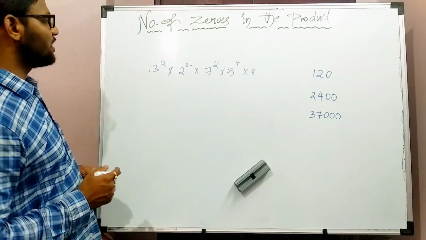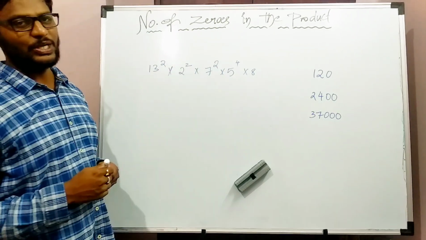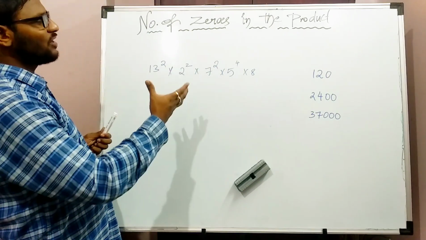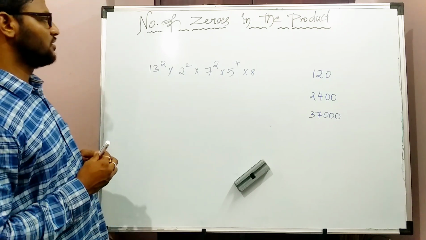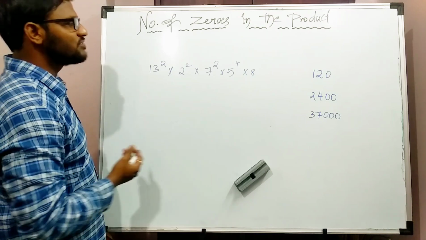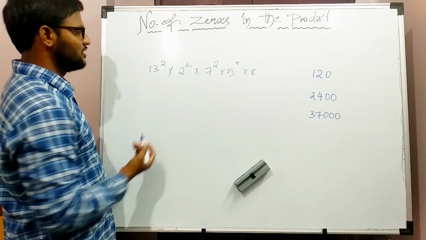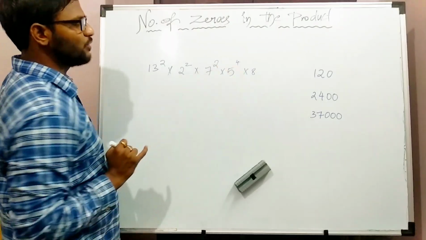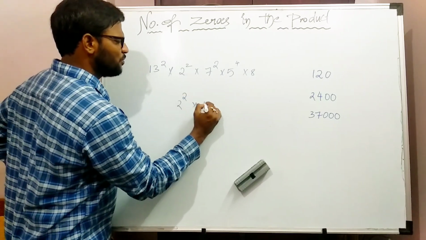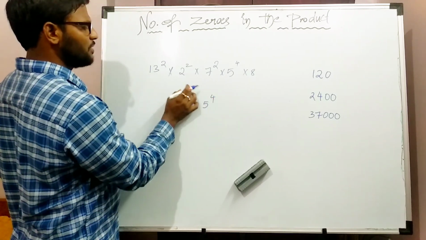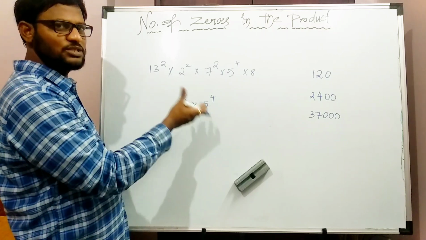See, in this example, 13 power 2, 2 power 2 into 7 power 2 into 5 power 4 into 8. So this product is ending with how many zeros? We have to find the number of zeros in the end. So as I told you, to find the number of zeros in the end, we have to count the number of 2s and the number of 5s. See, 2 power 2 and 5 power 4. So minimum value in the power is 2. So this number is ending with 2 zeros.